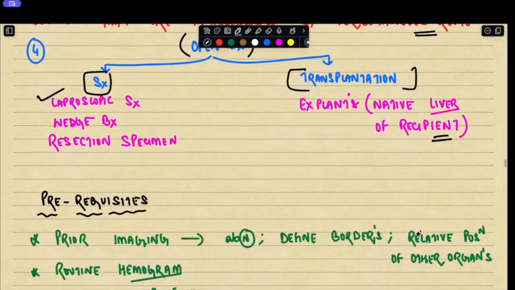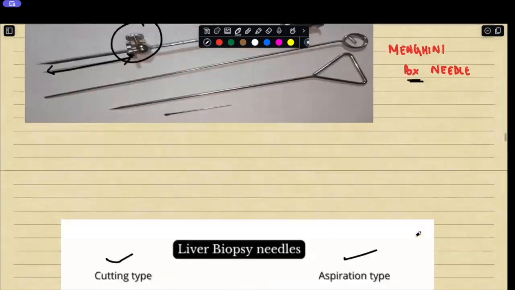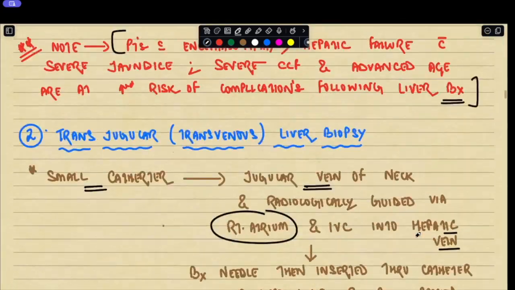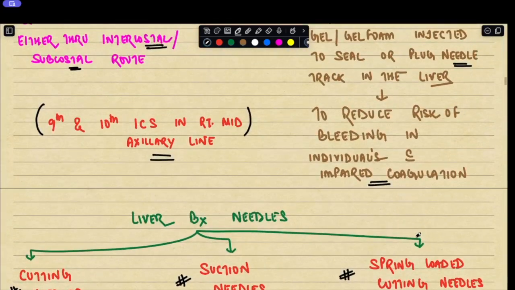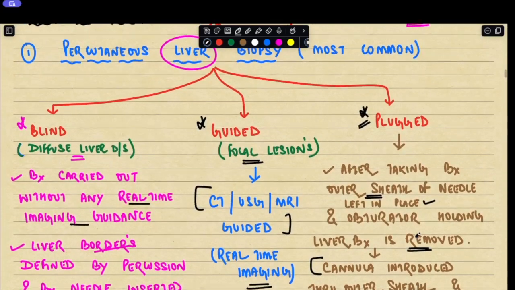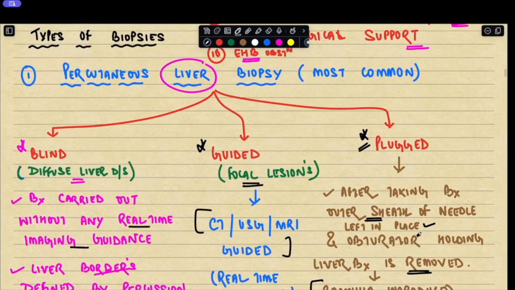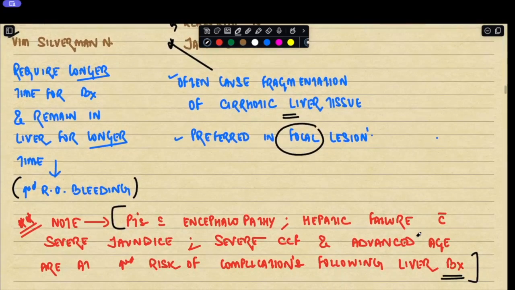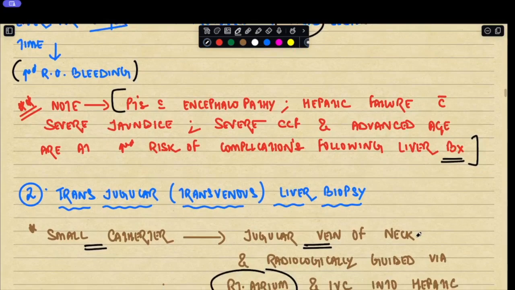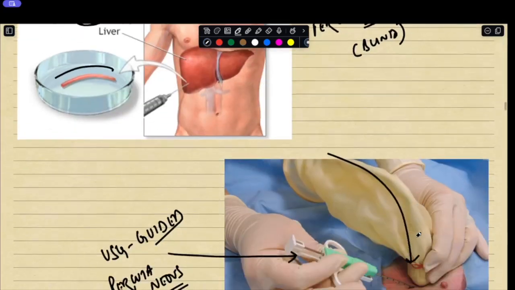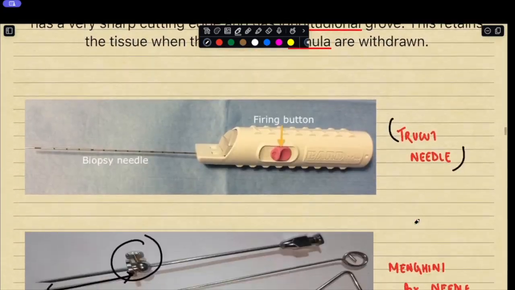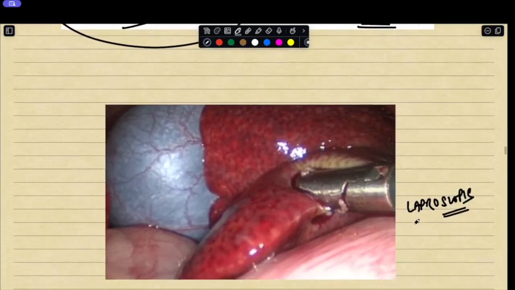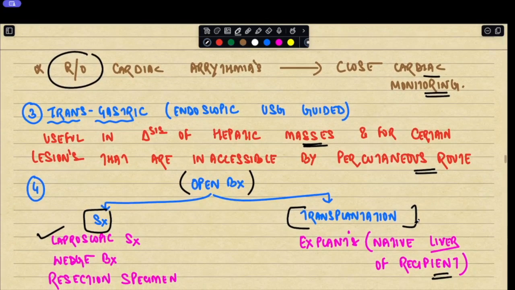So with this, we have completed the different types of biopsies that we are performing, starting with the percutaneous variety, wherein we were having aspiration needle as well as cutting needle, and the percutaneous variety can be blind, guided, or plugged. Okay, and then the different types of needles we have also discussed. Okay, and the relative advantage and disadvantage. Then the transjugular approach is there. Then the transgastric approach we had seen. Then the surgical approach, the open biopsy, where it can either be open or laparoscopic or during transplantation.